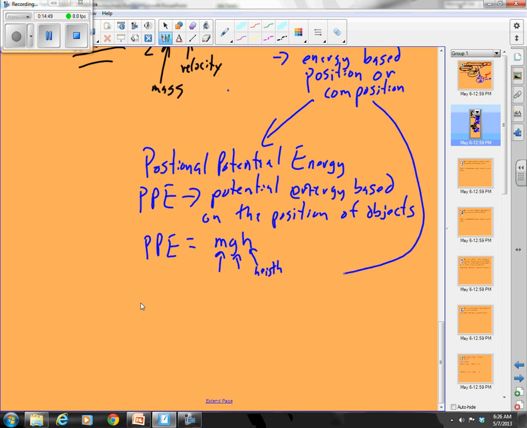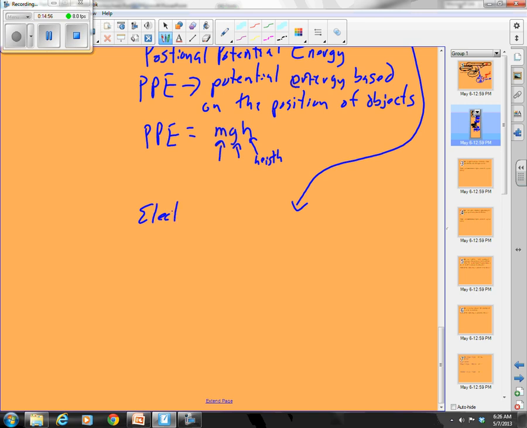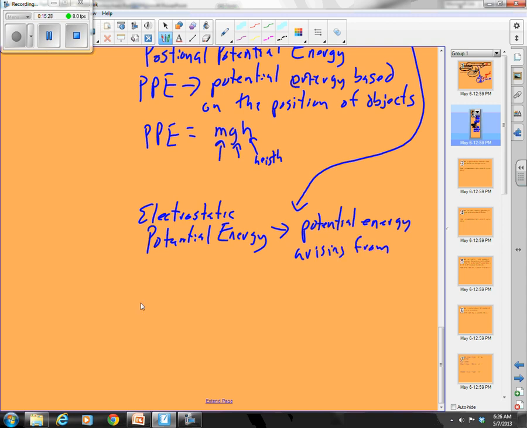That's a physics thing. The one we really care about is what we call electrostatic potential energy. All these polysyllabic words make a challenge for me, don't they? Positional potential energy, not positional, electrostatic. And this is the potential energy arising from charges on particles.